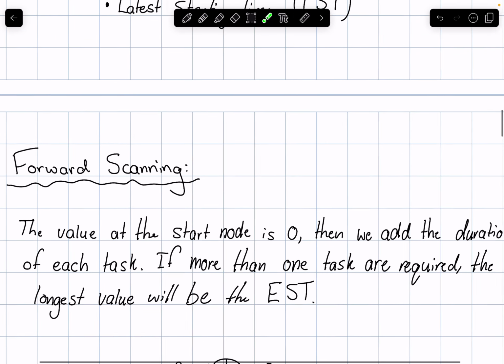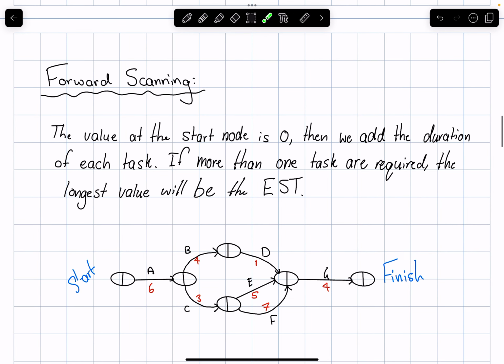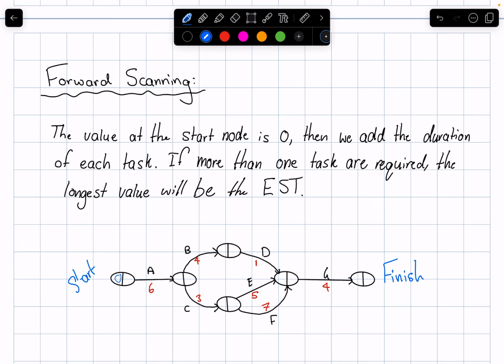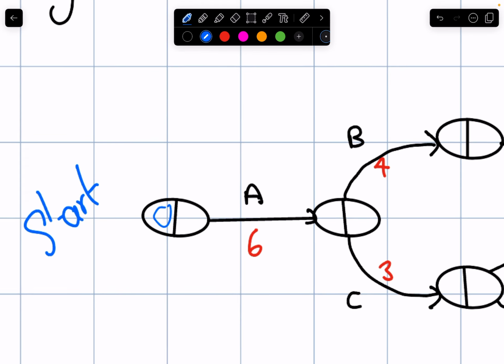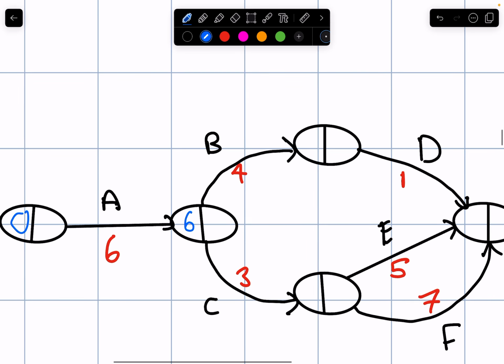So we'll start with forward scanning. Now the value at the start of the node is always 0. So I always put a 0 in the left hand side of the start node. Then what we do is we add the duration of each task. If more than one task is required, then the largest or longest value will be inputted as the EST. So if we come down here, I've got 0 and task A takes 6, so let's say minutes. So 0 plus 6 is 6.